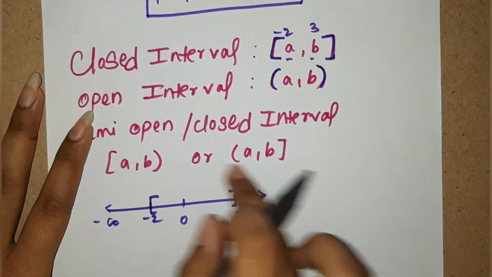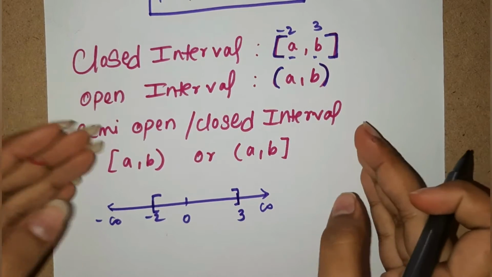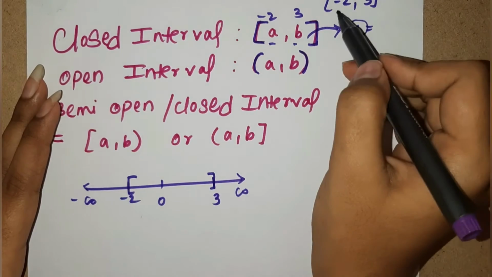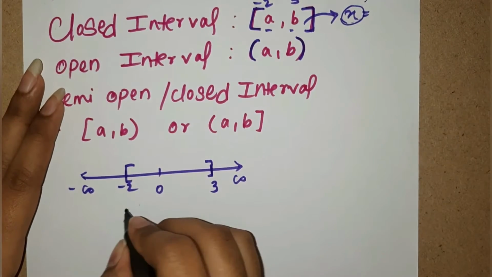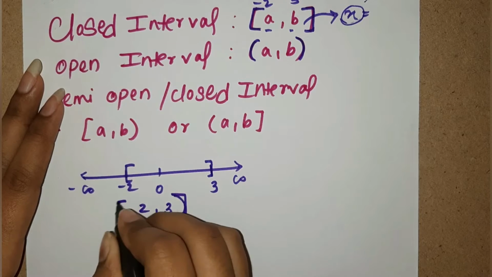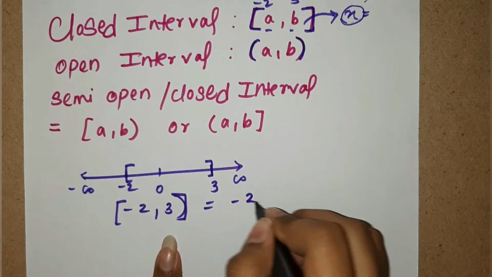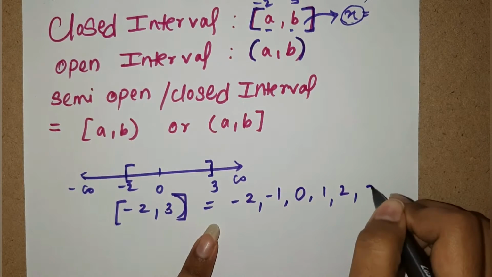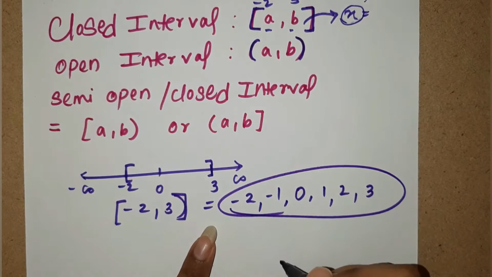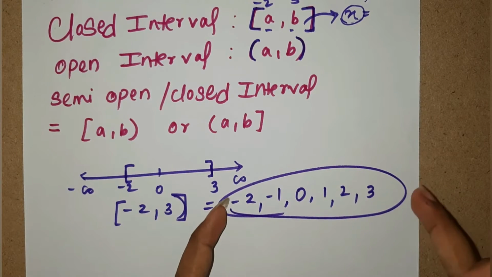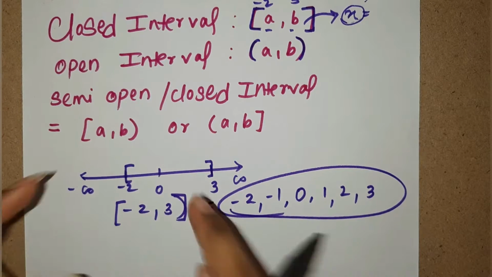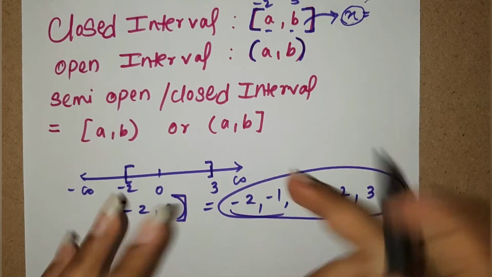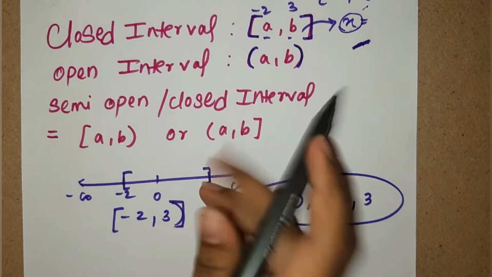Interval is nothing but the range. It is the range of values which x can have. So our interval is [-2, 3], which means x can take values as -2, -1, it can take 0, 1, 2, and 3. These are the values of x. So instead of writing it like this, we write it like this. It's very simple. This is called the interval of x.